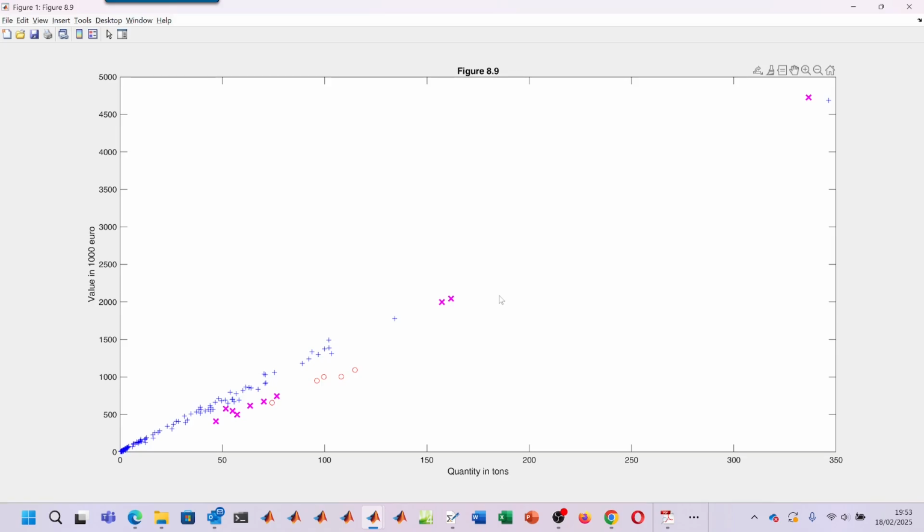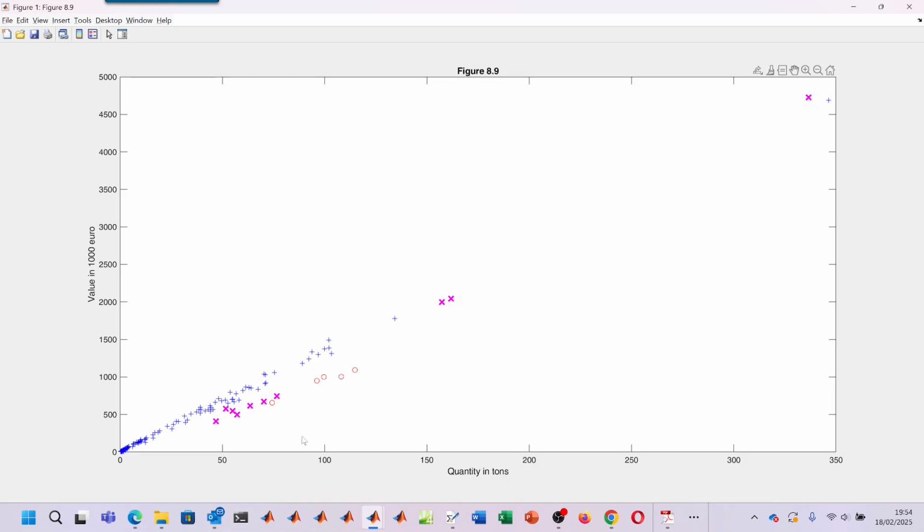So here we imposed that the observations that have a residual in absolute value smaller than a certain threshold cannot be declared as outliers. So here we have three symbols. We have the blue plus, which are the units that have not been declared as outliers.